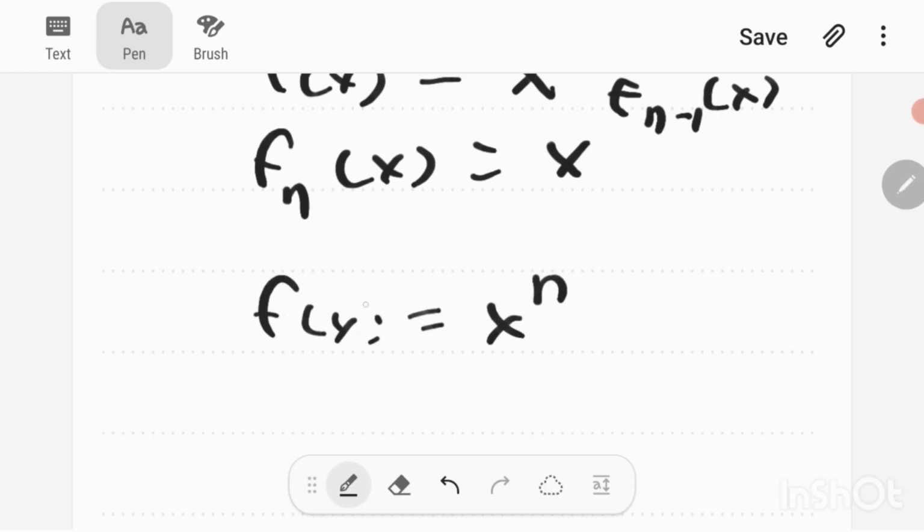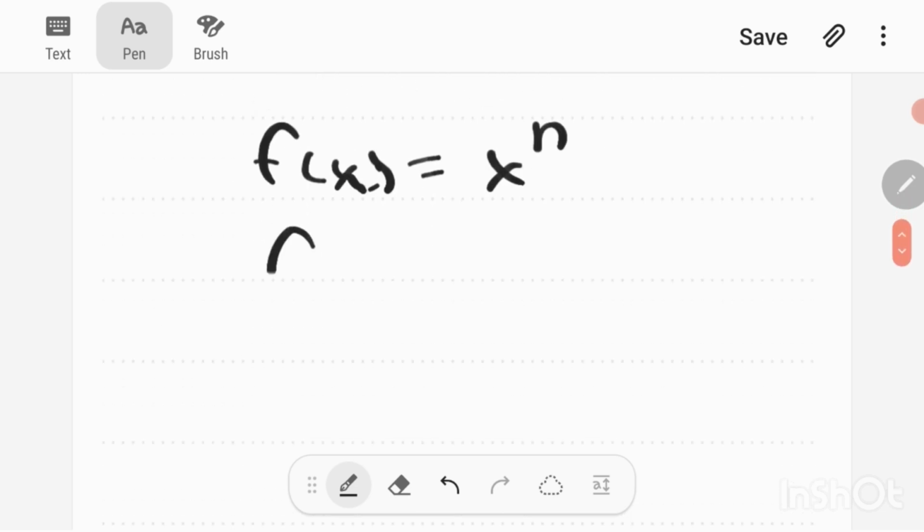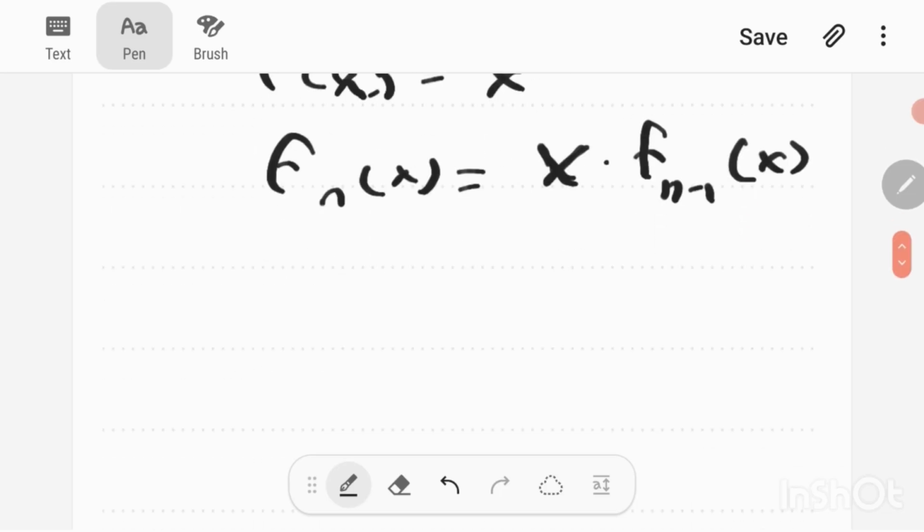Let's take an example of exponentiation. So f of x is equal to x to the power n. Then we can write f_n of x is equal to x times f_{n-1} of x, which is a similar formulation to tetration, but now we have x multiplied by f_{n-1} of x instead of x raised to the power f_{n-1} of x.